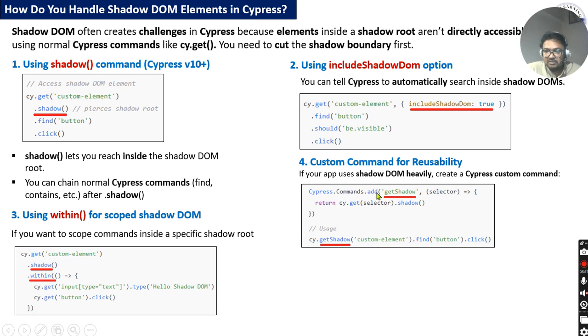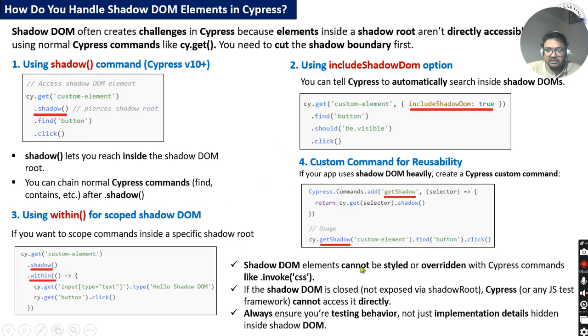You can just create a command which will help you to get the shadow element, and this is how you can use it: cy.getShadow custom element, find button and click. So these two lines you no need to write again and again. In one line you can do the same action on your shadow element. Okay, so using the shadow command, then include shadow DOM within loop, then custom command for usability. These are a couple of the crucial things that you should keep in mind when you're working with the shadow DOM.